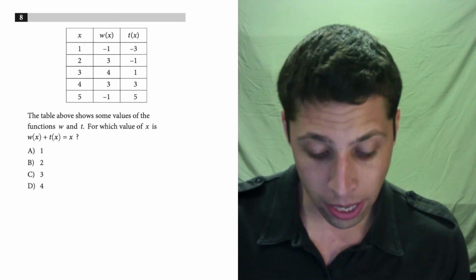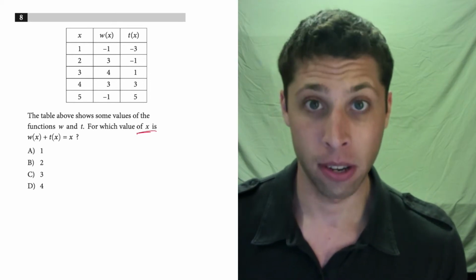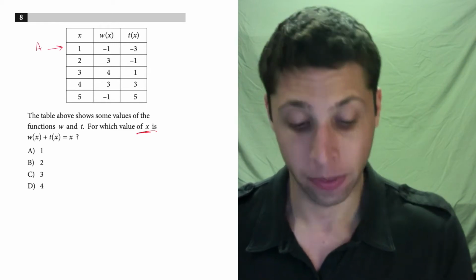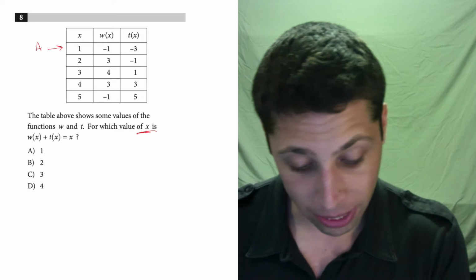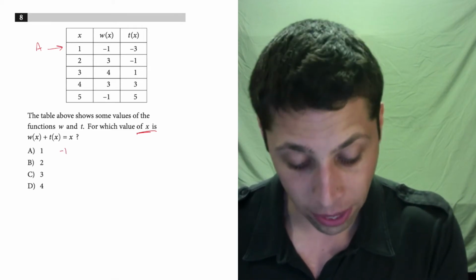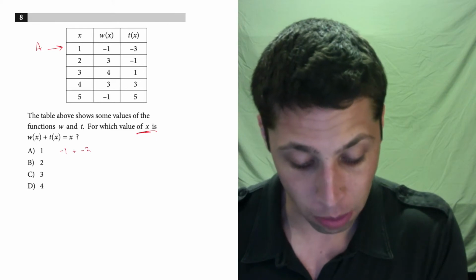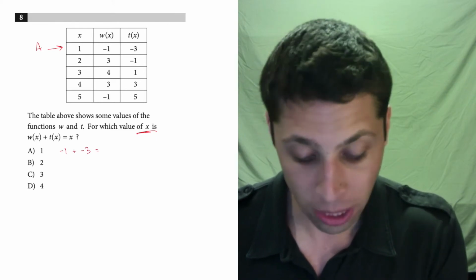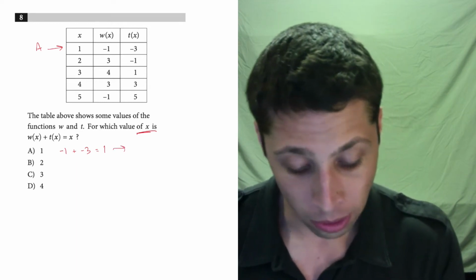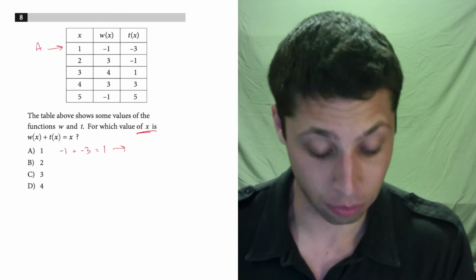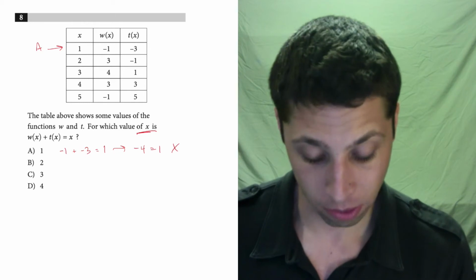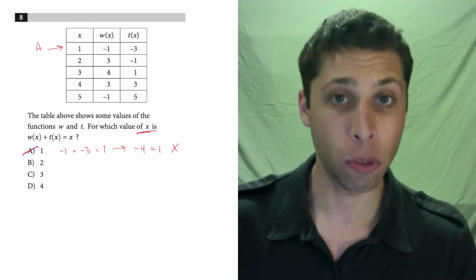So let's take choice A as an example, right? So 1 is the value of x, okay? So that means I'm going to be using this row for choice A, right? Well, what do they have me do? They have me get the w of x, which is this -1, add it to the t of x, which is -3, so -1 plus -3, and it's supposed to equal the x value. Well, that's not true in this case, because -1 plus -3 would be -4, and -4 does not equal 1. So that's it. We've just proven that wrong.